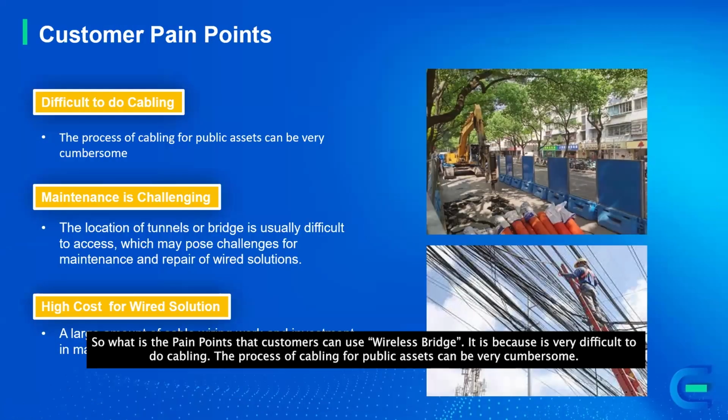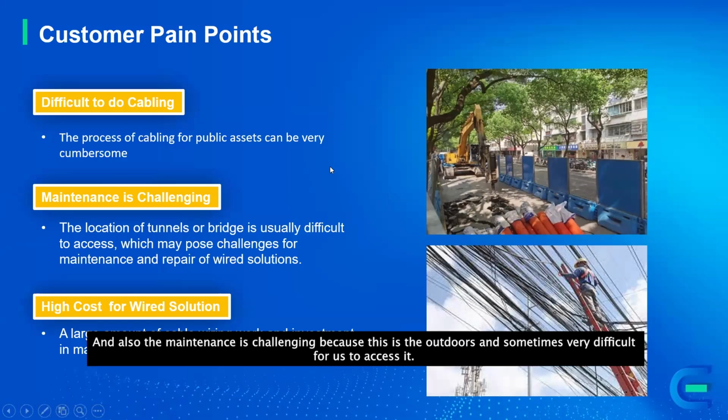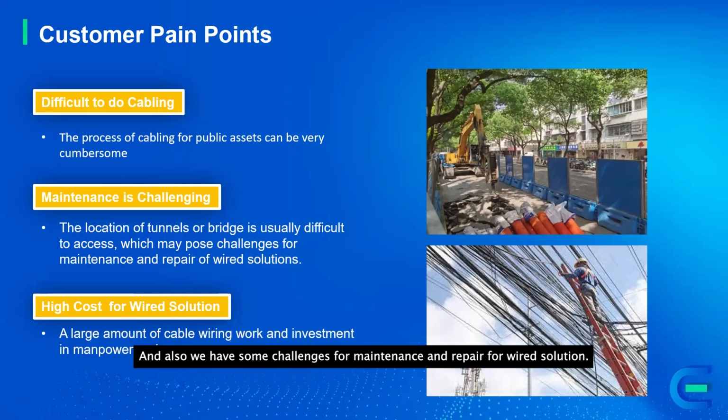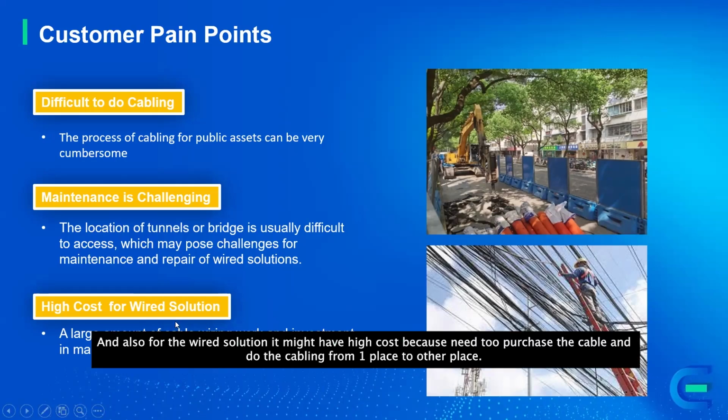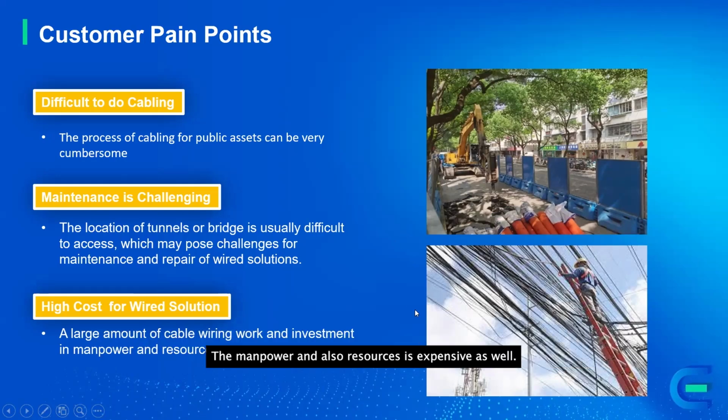So what are the pain points that customers can solve with a wireless bridge? It's very difficult to do cabling, because the process of cabling for public access can be very cumbersome. The maintenance is also challenging because this is outdoors and sometimes it's very difficult for us to access. We also have challenges with the maintenance and repair of wired solutions. You can see from these many cablings, a wired solution might also have a high cost because you need to purchase the cables and do the cabling from one place to another. The manpower and resources are expensive as well.